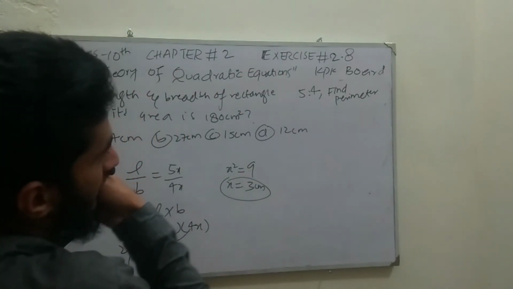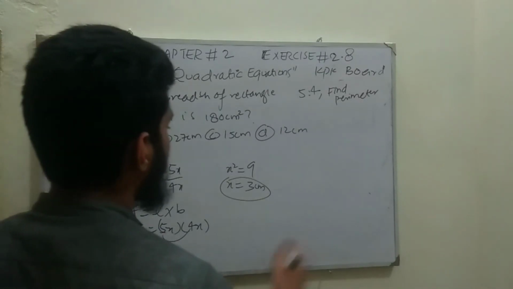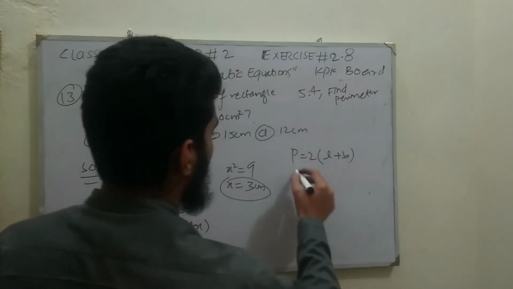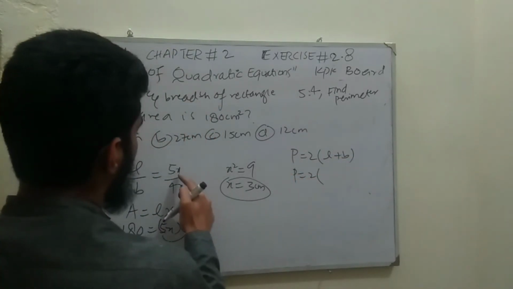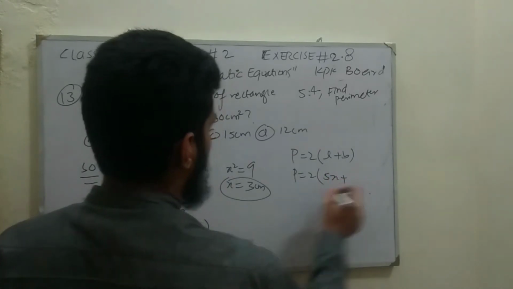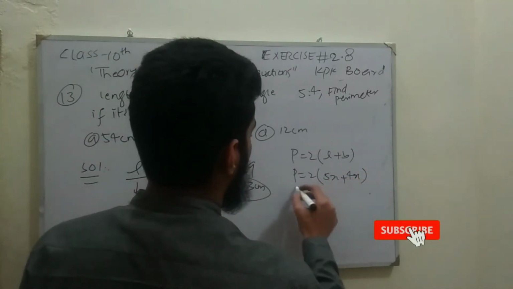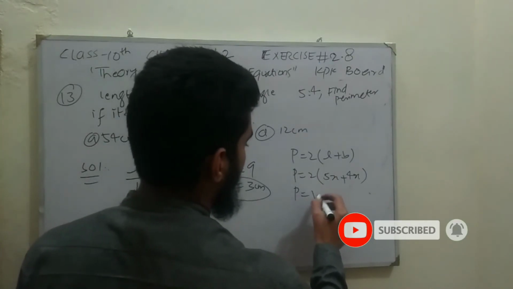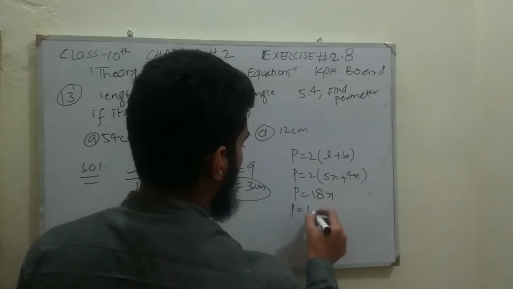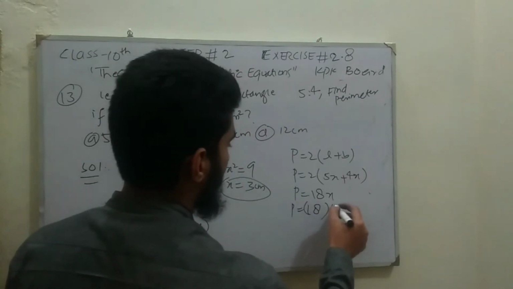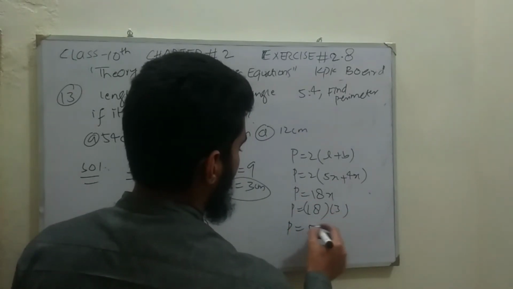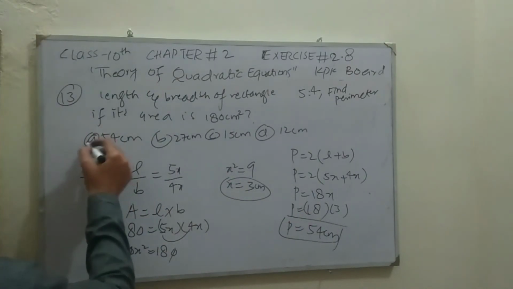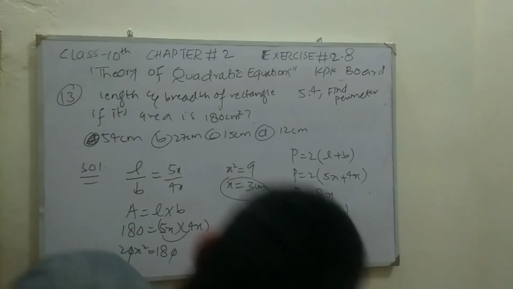We are interested in the perimeter. We can write that perimeter of a rectangle is always equal to 2 times length plus breadth. So perimeter is equal to 2 times length 5x plus breadth 4x. So perimeter will be equal to 5x plus 4x gives us 9x, and 9 multiplied by 2 gives us 18x. So perimeter is equal to 18 times x, which is 3 centimeter. So 18 multiplied by 3 gives us 54 centimeter. So the perimeter of the given rectangle is 54 centimeters. So the correct choice is option A.